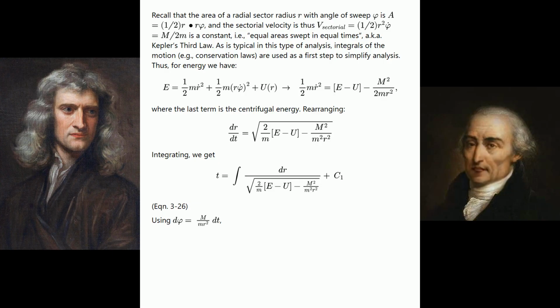Recall that the area of a radial sector with radius r and angle of sweep phi is A equals 1 divided by 2 times r squared phi, and the sectorial velocity is thus v sub sectorial equals 1 divided by 2 times r squared phi dot equals M divided by 2. M is a constant, i.e., equal areas swept in equal times, aka Kepler's second law.